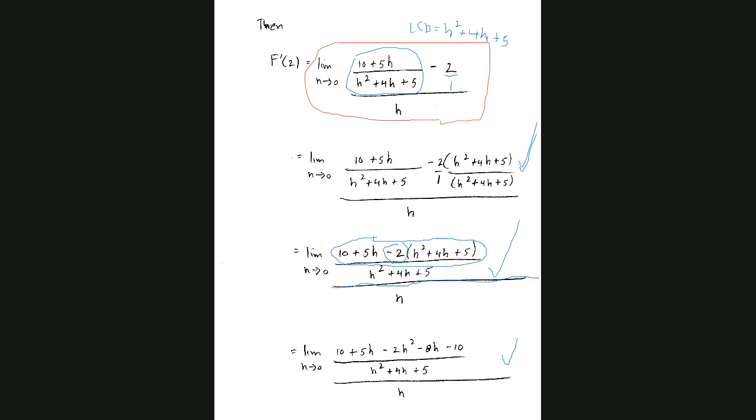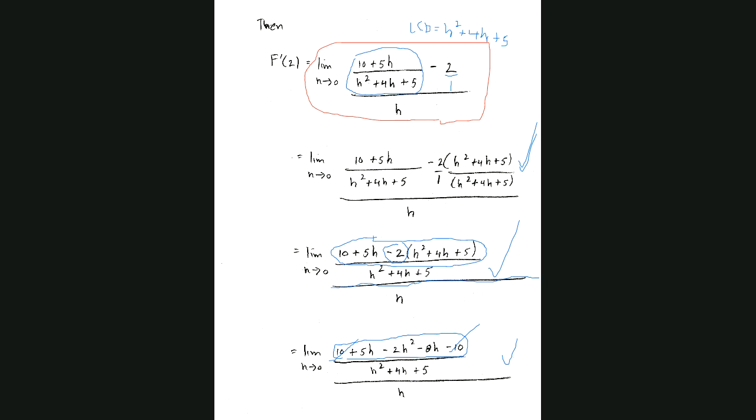And then I still need to combine these terms here. 10 plus 5h minus 2 squared minus 8h minus 10. Need to combine the like terms. Thank you, Yaki. Yaki, notice the 10s cancel. Okay. That's good.